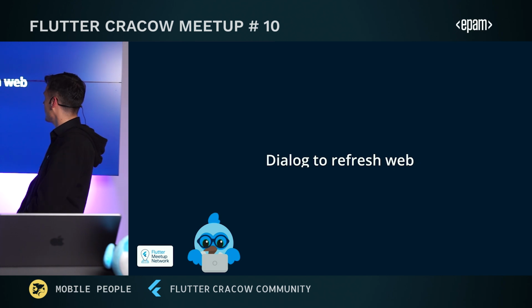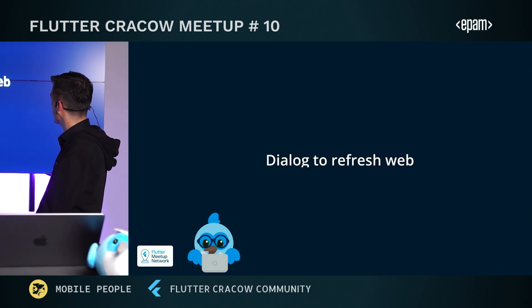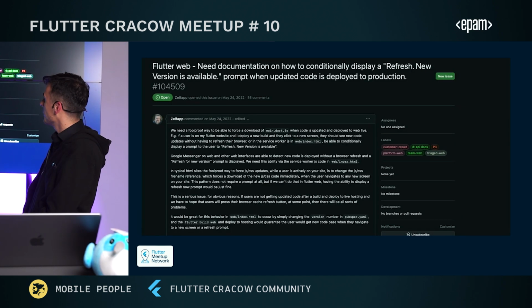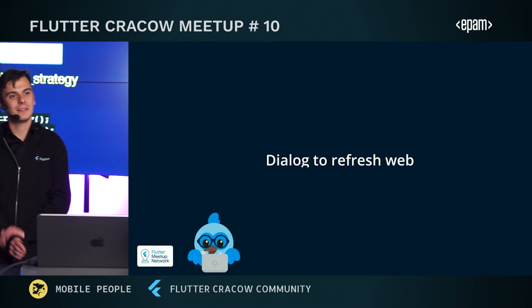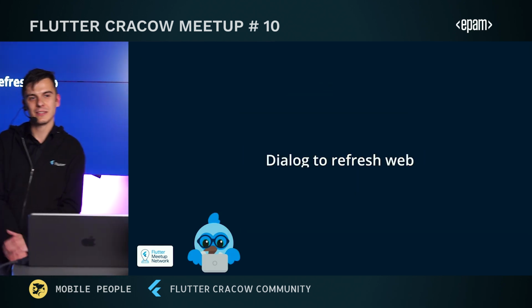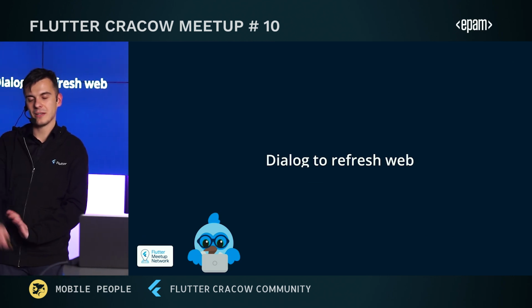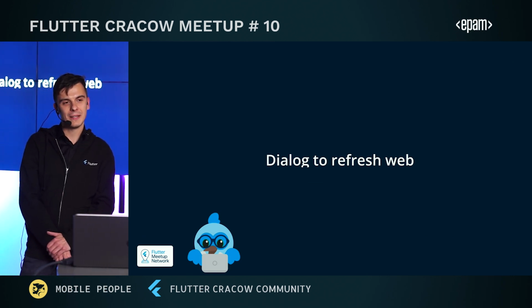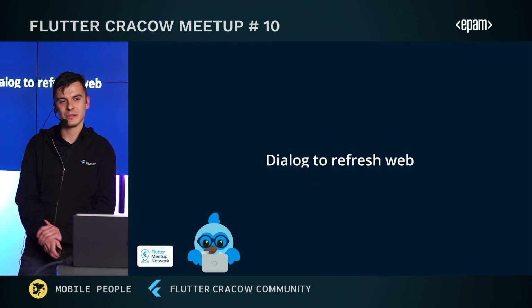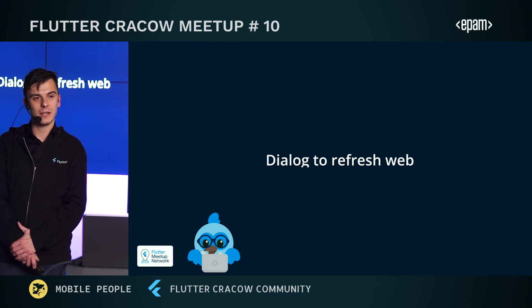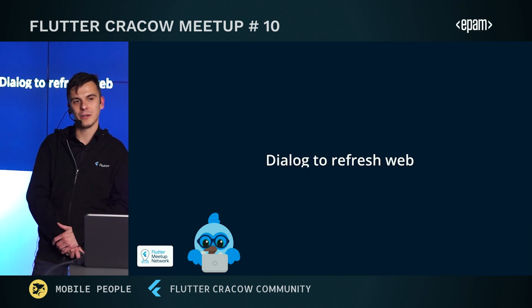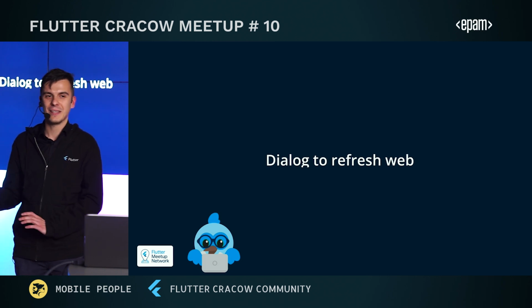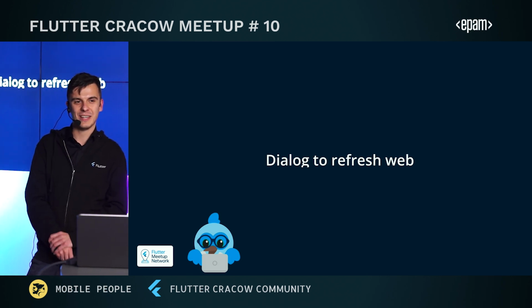Okay, next thing, the dialog to refresh web. I mentioned the scenario that the user is entering the URL, and then he needs the latest version. But what if the user is actually on this card by night and then coming to work in the morning and wants to also use the latest version?